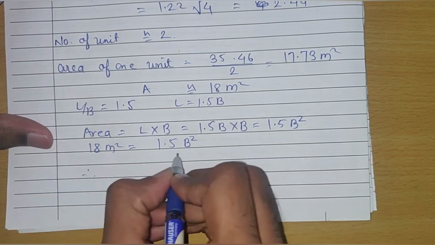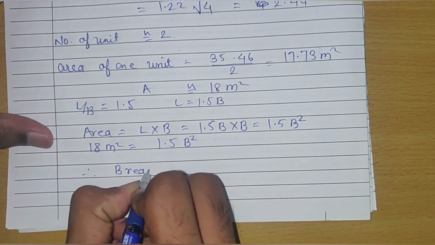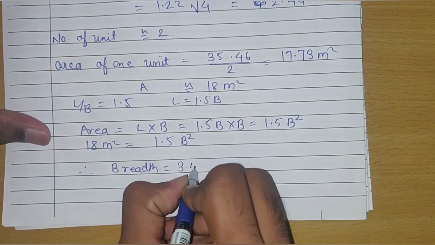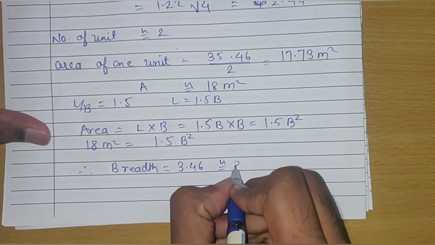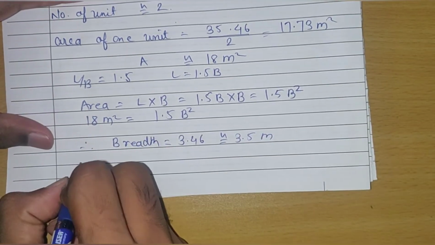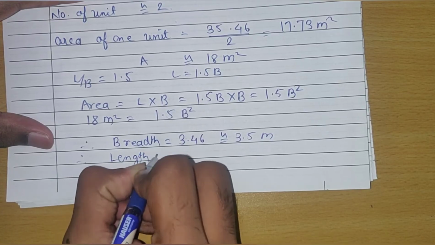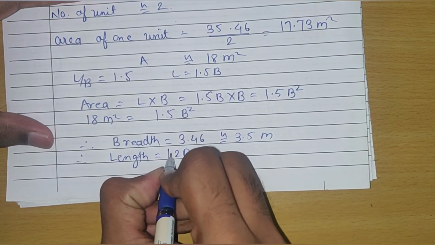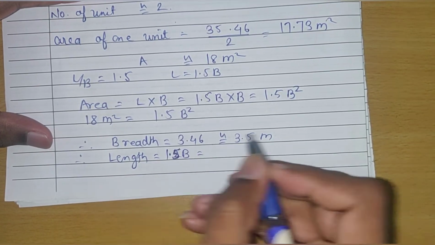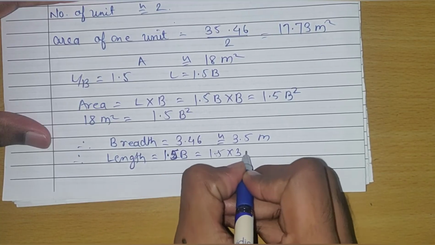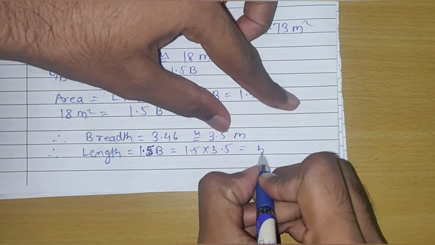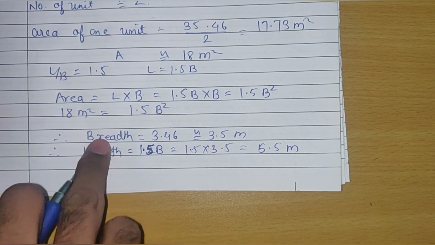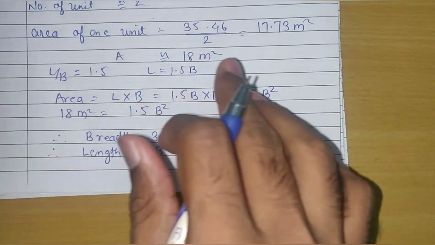So after calculating this, we will get the value of breadth as 3.46 meter, actually round it up to 3.5 meter. Therefore length will be 1.5 times the breadth. That means 1.5 into 3.5 is equal to 5.5 meter. We have calculated the length and breadth of the filter unit.